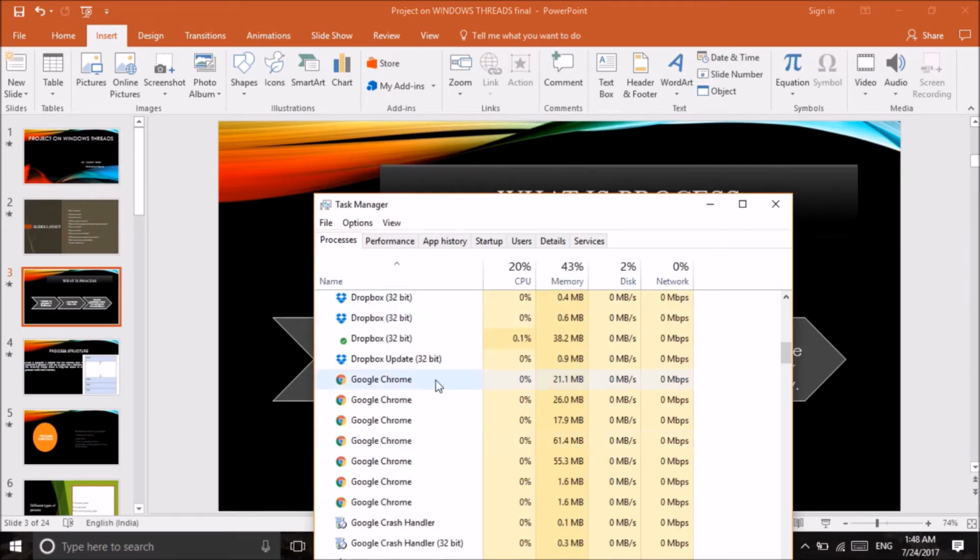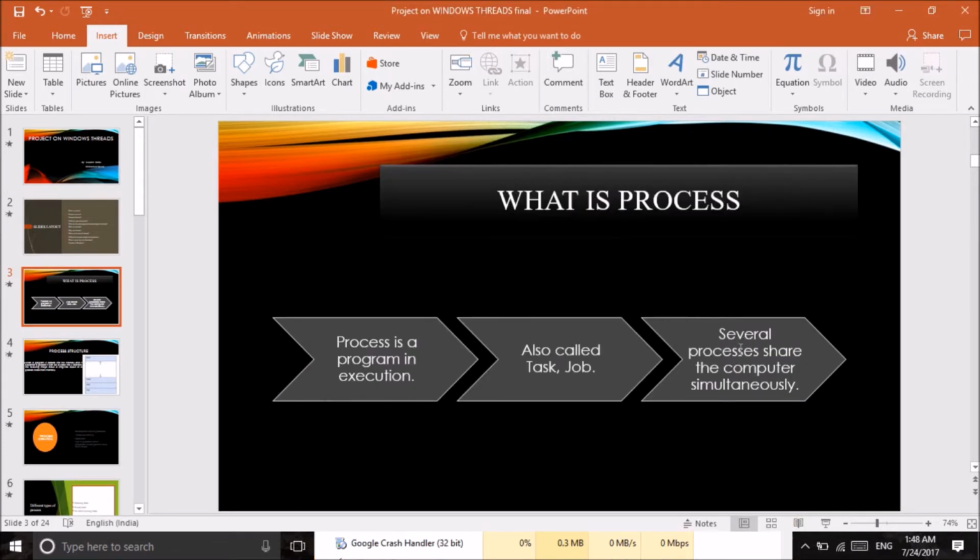Here we have Google Chrome. These all are processes: 1, 2, 3, 4, 5, 6, 7 processes of Google Chrome, in the sense that 7 tabs of Google Chrome are running simultaneously. This is an example of processes in a single program. And several processes share the computer simultaneously, which indicates that it uses the memory simultaneously.